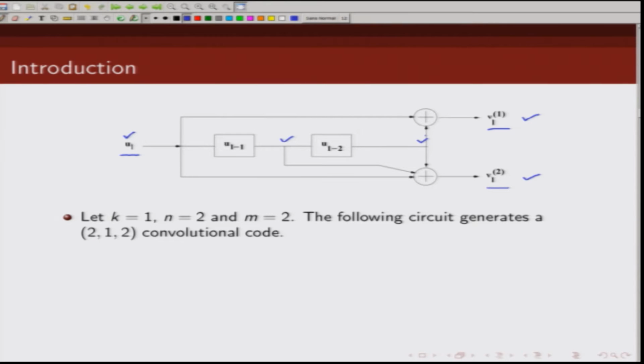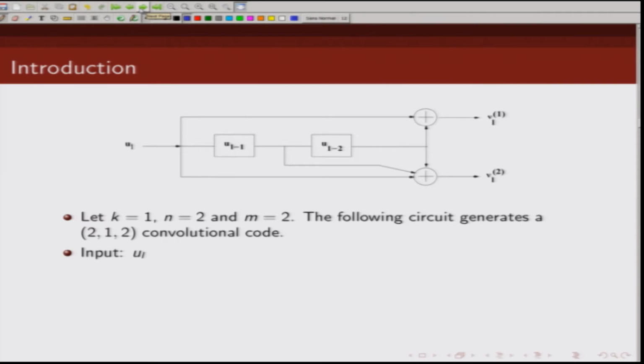And this is k equal to 1 because there is only one input here, that is why k is 1. There are two outputs, this one and this one, so that is why n is 2, and since the output depends on two memory elements, this and this, m is 2. So, this is a (2,1,2) convolutional code.